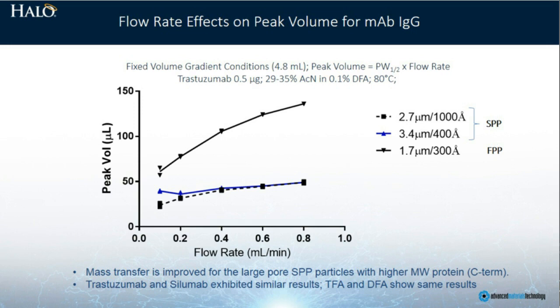In many cases, we're actually seeing people use superficially porous materials at up to 0.75 mL per minute in a 2.1 millimeter ID column with minimal effect on column efficiency.